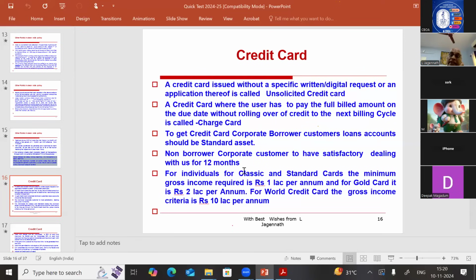That means we have classic card, we have standard credit card. The annual income criteria for individual is rupees 1 lakh. For gold card under credit card, 2 lakhs per annum is the criteria. For world credit card, the gross income limit should be rupees 10 lakhs per annum. So for the four cards, the annual income limit is given here.